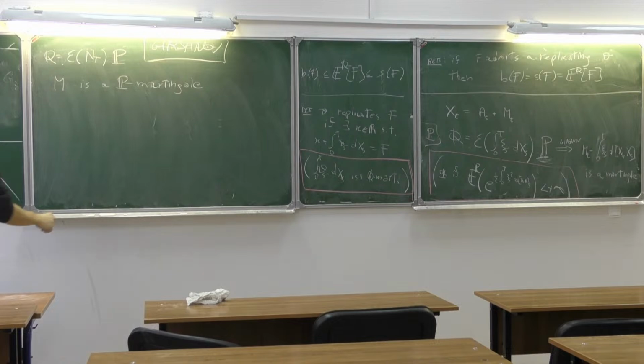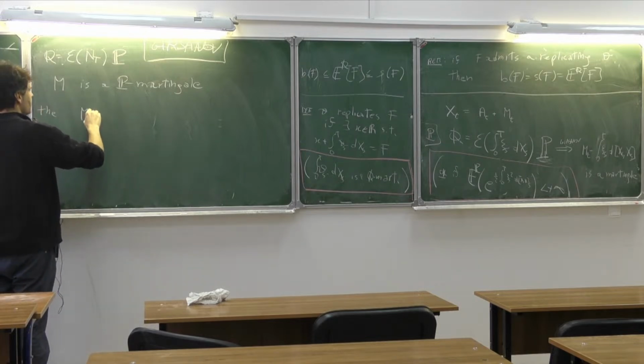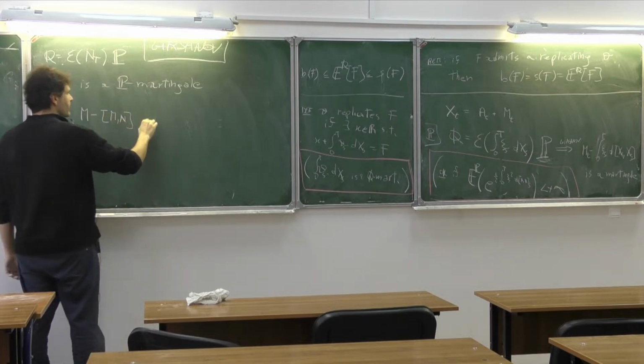If P is then M, then M minus the cross quadratic variation with N is a Q martingale.